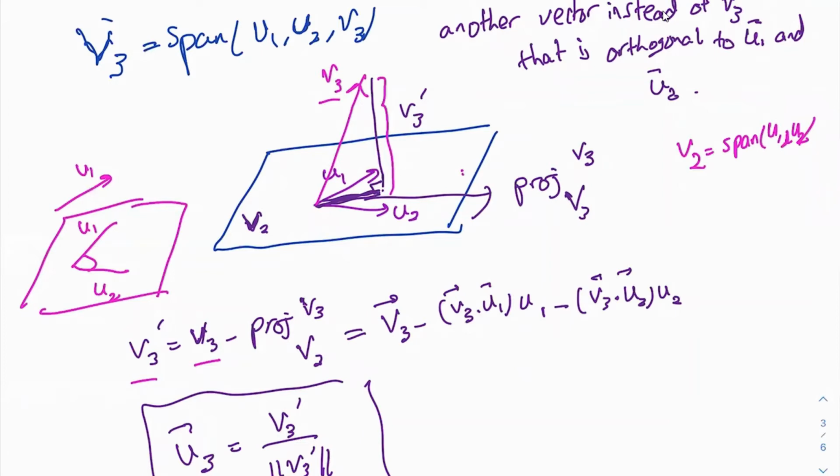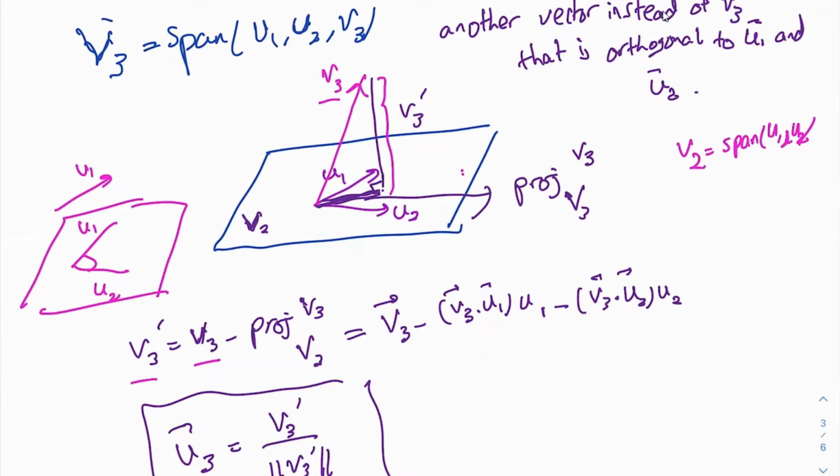Now, what is that equal to? If you are projecting a vector on the subspace, it means that you are projecting on every single basis vector on that subspace. What are the basis vectors of subspace V2? U1 and U2. So we want to project V3 on the basis vector U1 and project V3 on the basis vector U2.